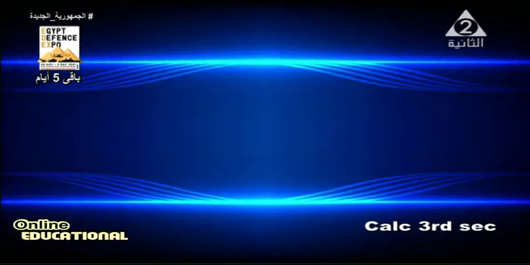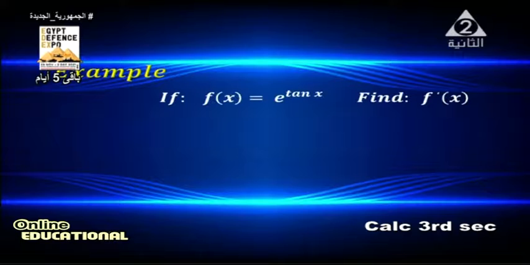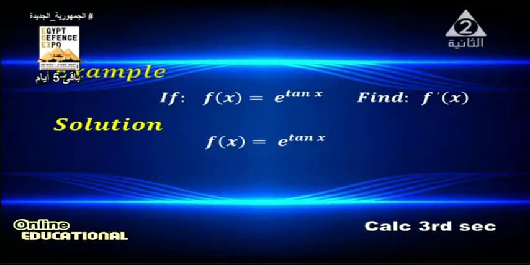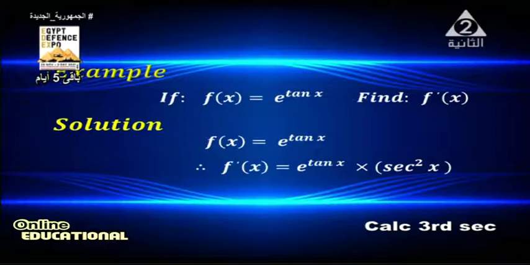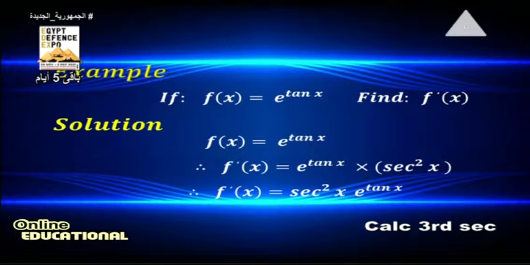Now we move to the next example. If the function f of x equals e to the power 10x, find f dash x. F of x equals e to the power trigonometric function, e to the power 10x, then f dash x equals e to the power 10x multiply the derivative of 10x. The derivative of 10x equals sec power 2x. Then f dash x equals sec power 2x multiply e to the power 10x.